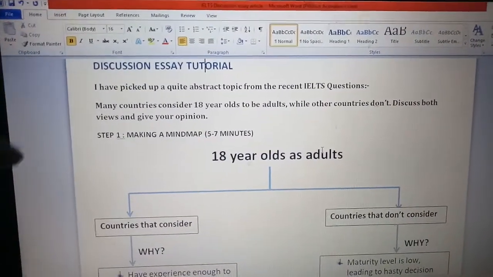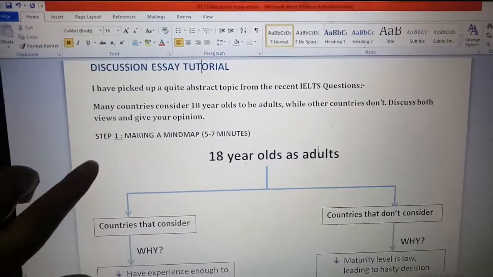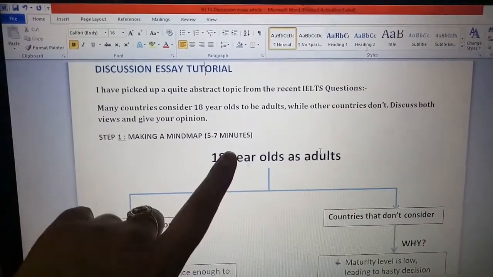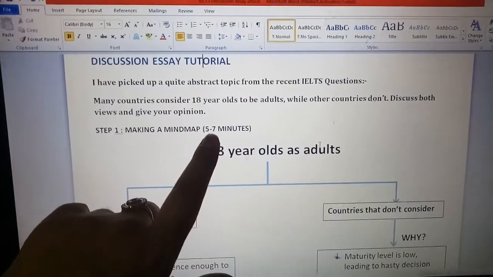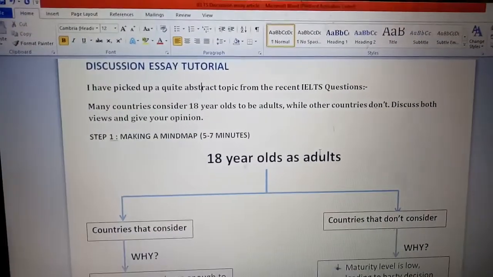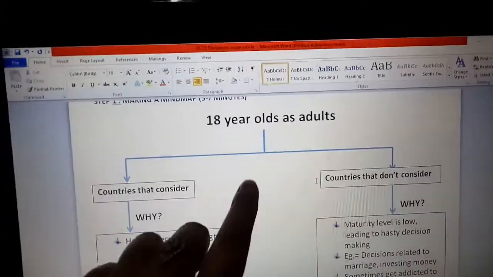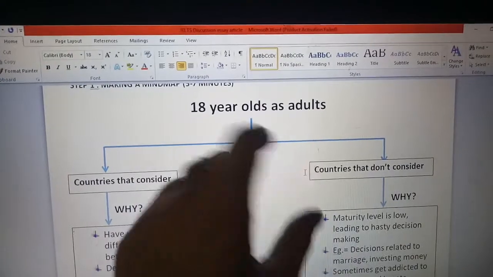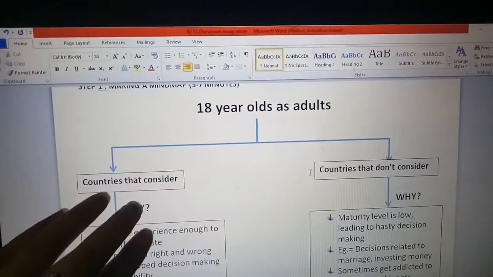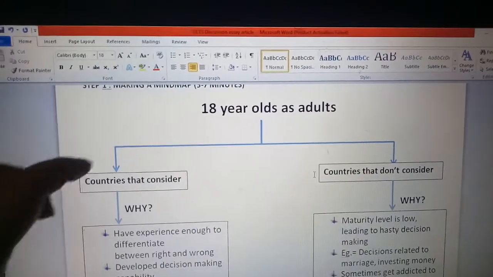Okay, as you may see in many of my videos, I always say that the first step is to make a mind map. That will take 5 to 7 minutes of your time. So this is how your mind map should look like. 18-year-olds as adults, this is the main idea. Countries that consider and countries that don't consider.